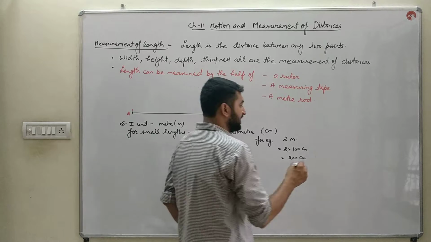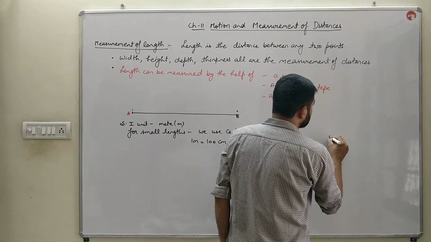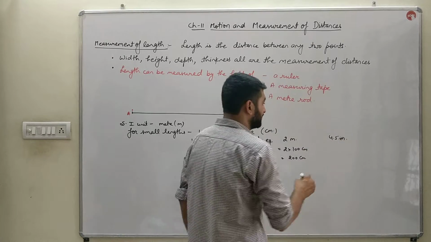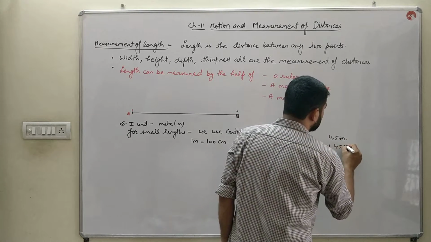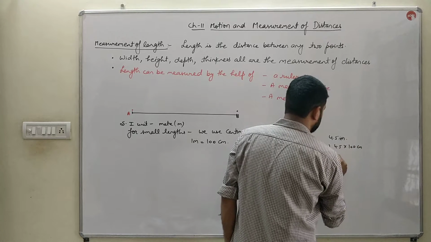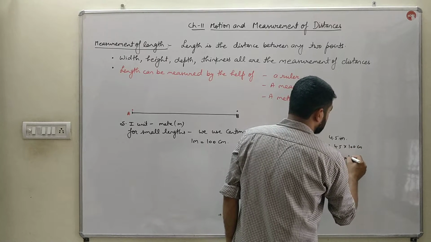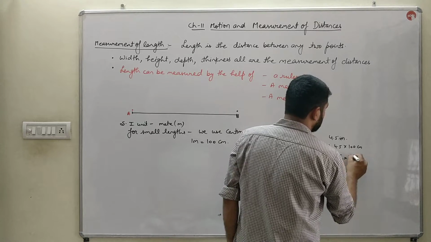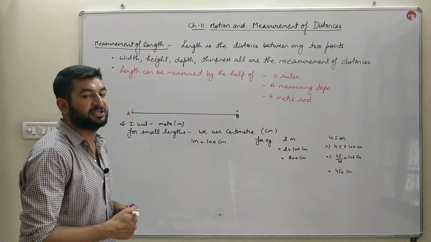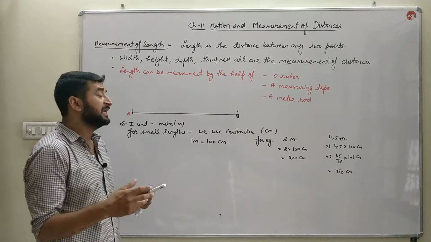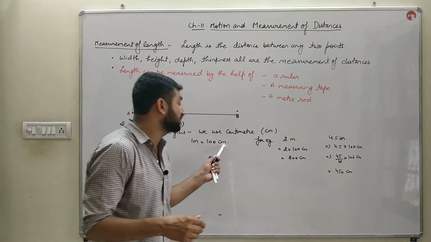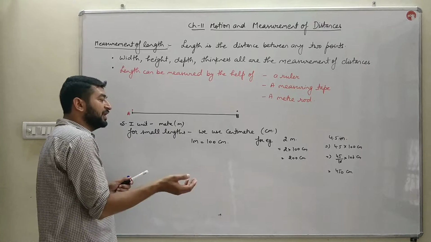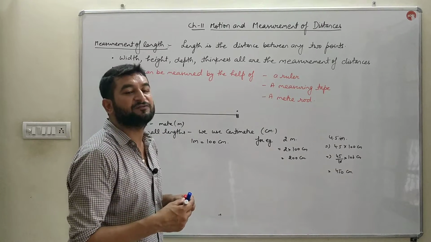If someone asks us how many centimeters are there in 4.5 meters, then what we have to do? We have to multiply this meter with 100 centimeters. And we'll get 450 centimeters. So that many centimeters are present in 4.5 meters. So if we want to convert the larger unit into the smaller one, we have to multiply it. And if we want to convert the smaller unit into the larger one, then we have to divide it.